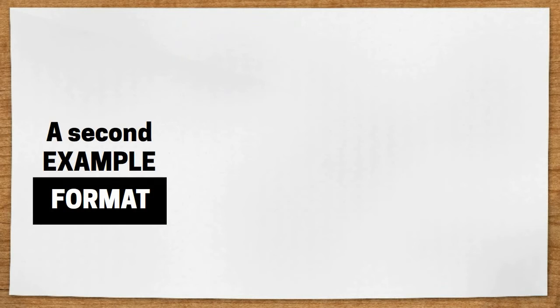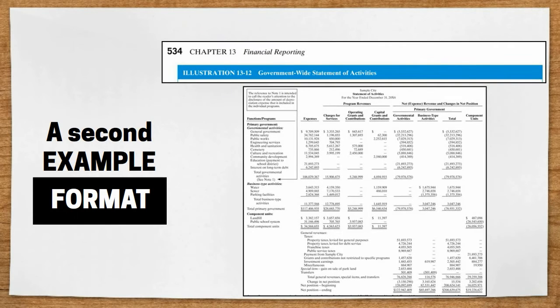Here's a second and even more comprehensive example of the statement of activities. So here's a second example of format on page 534 in your textbook. You'll need this also, not just for this homework, but when you complete your final Project 1 work. This is a good reference as well.